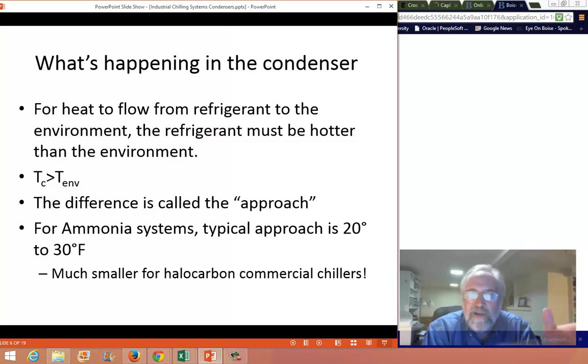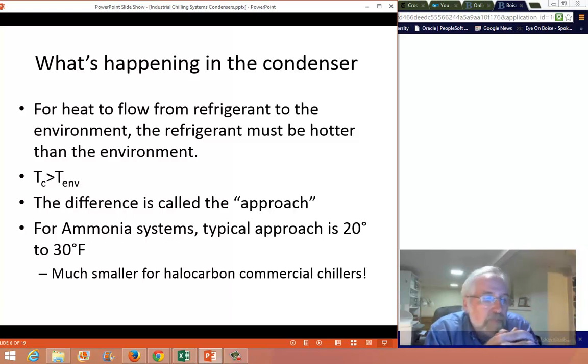If all you're doing is blowing air through the condenser, then it's pretty much just the temperature of the environment. The air speed helps increase the convective coefficient, but the temperature is pretty much the same. The difference between the condenser fluid temperature, the refrigerant temperature, and the environmental temperature is called the approach. Okay, so if the refrigerant is 20 degrees higher than the ambient temperature, then you say the approach is 20 degrees. And in these big ammonia systems, they're usually 20 to 30 degrees.